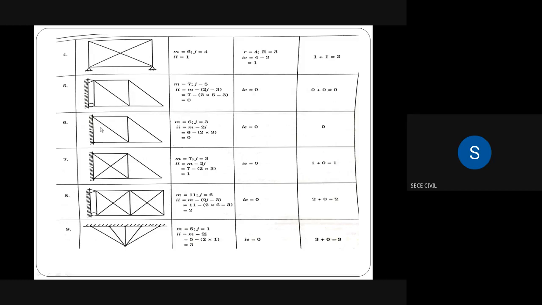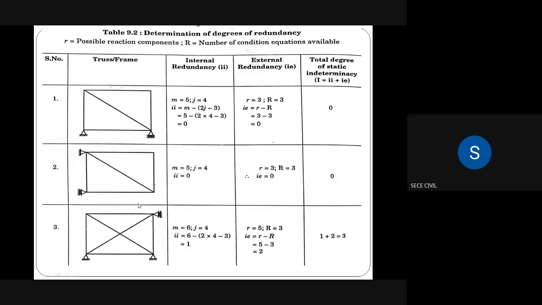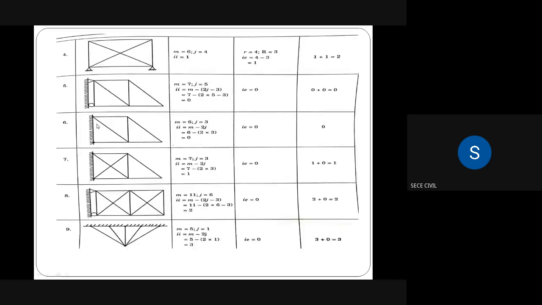In the next problem, the sixth problem is different from the previous 5 problems. In the previous 5 problems, they gave the supports, maybe hinge support or roller support. But in the sixth problem, the structure is fixed to the wall itself. So we are considering this as a fixed support. Totally, it is a fixed support.